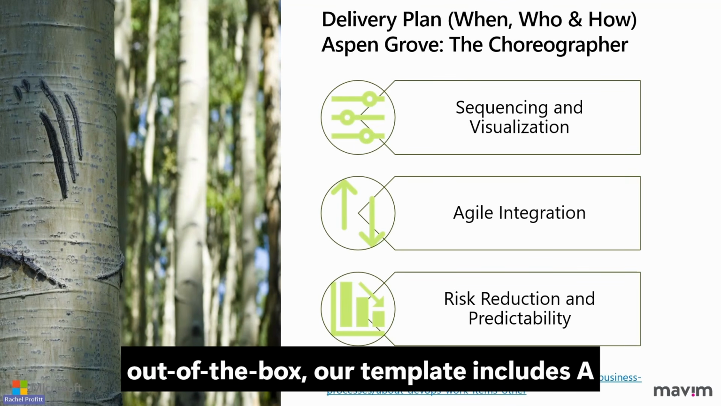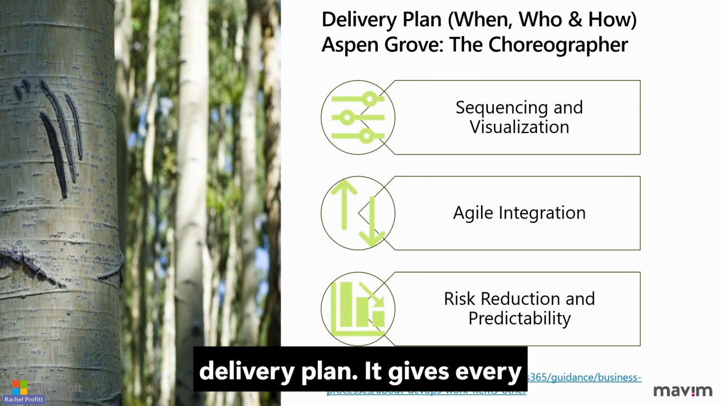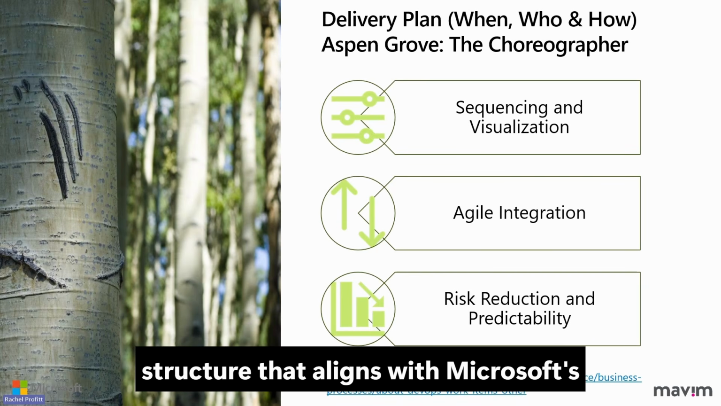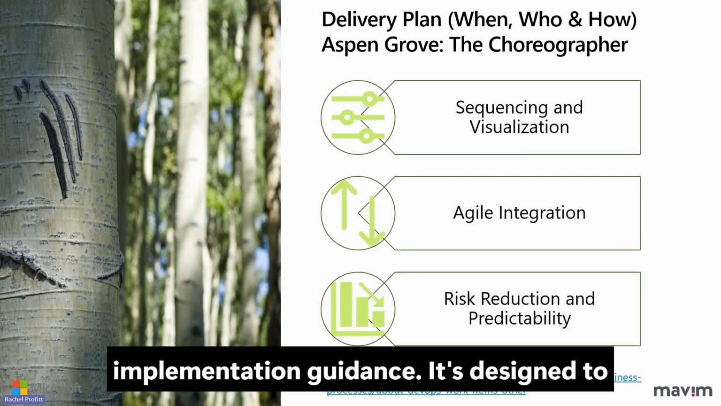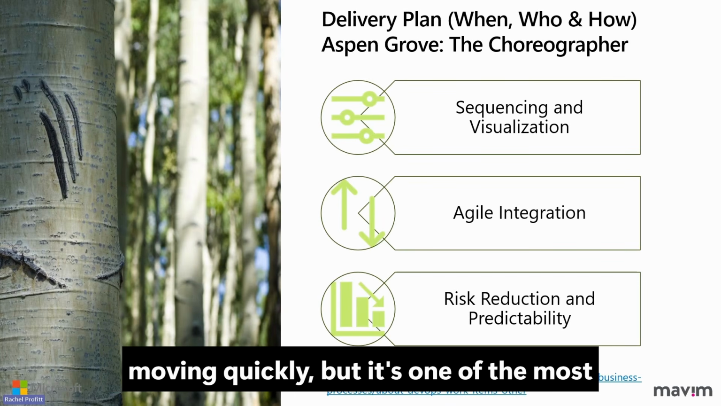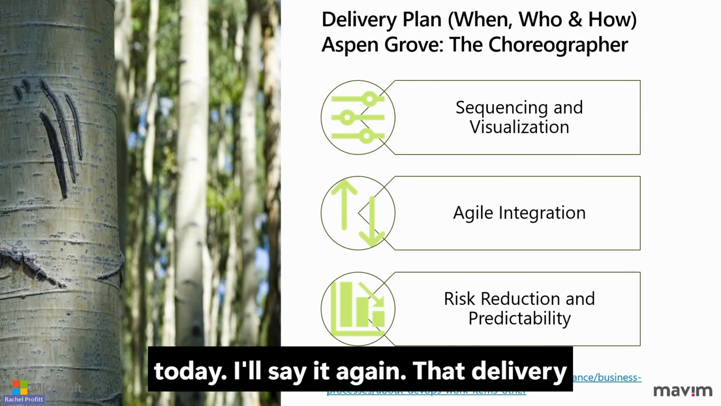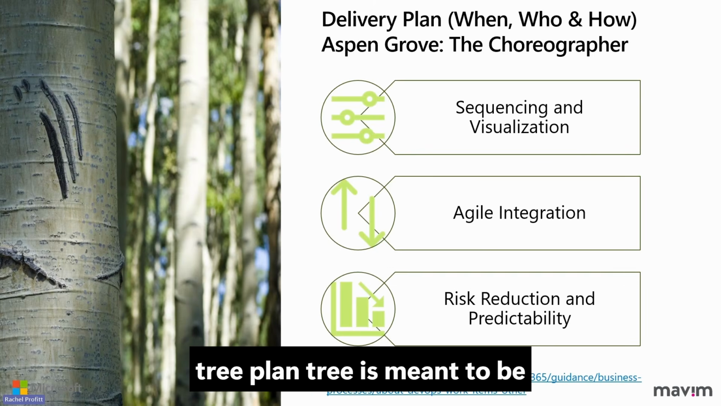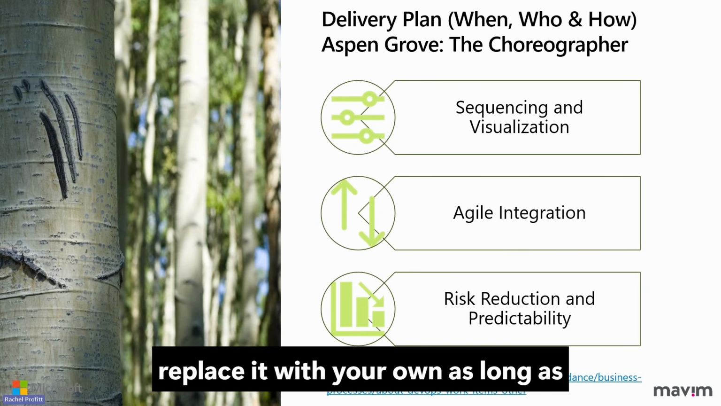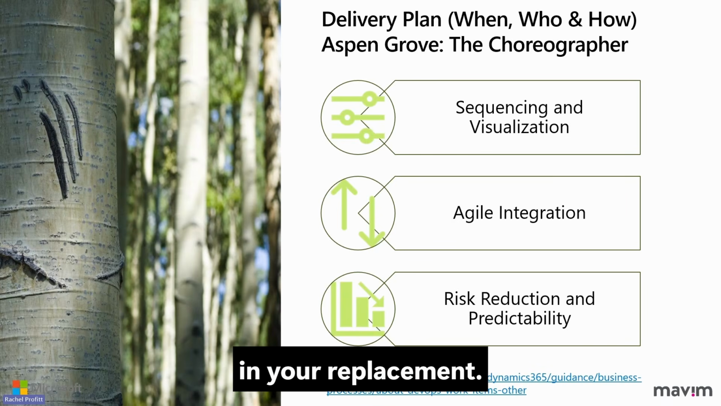Out of the box, our template includes a generic Success by Design aligned delivery plan. It gives every project a common baseline, standard phases, expected milestones, and a structure that aligns with Microsoft's implementation guidance. It's designed to be clear and lightweight so teams can get moving quickly, but it's one of the most important extension points for partners. It's not the first time I've said it today. I'll say it again. That delivery plan tree is meant to be extended. You might even completely replace it with your own as long as you're including all of the same elements in your replacement.